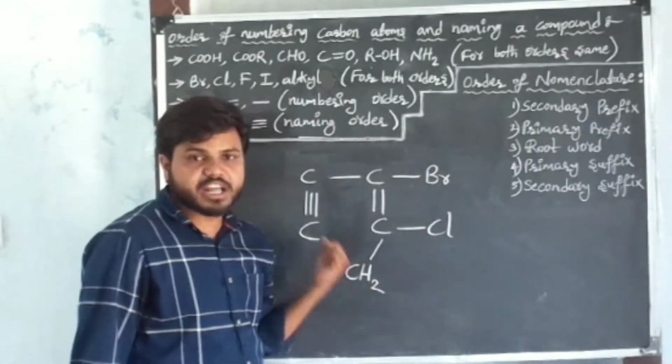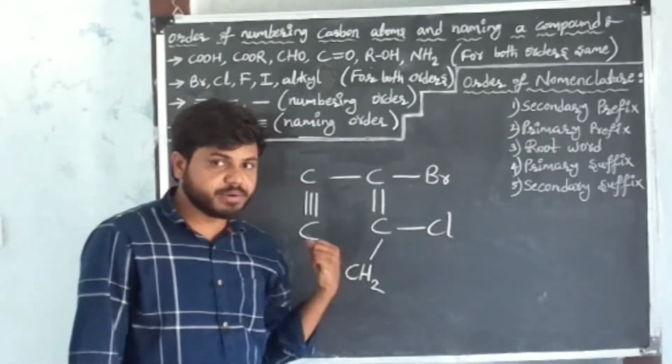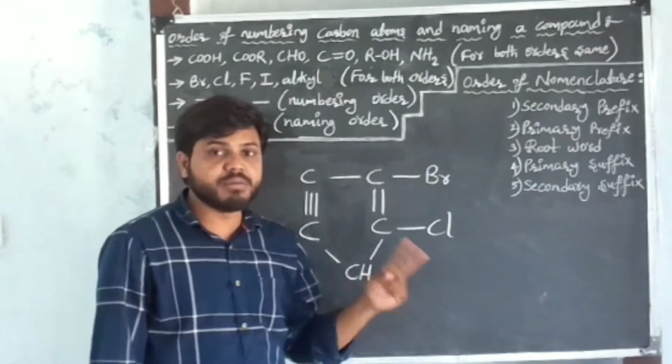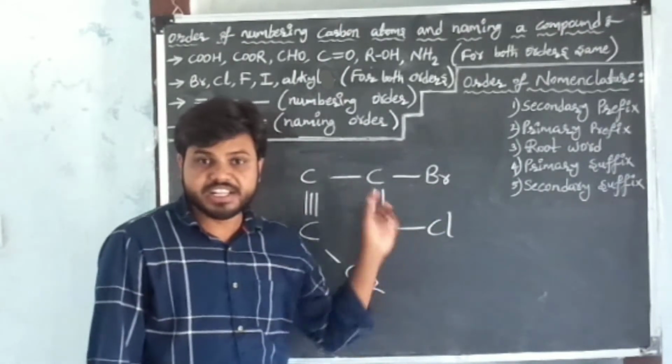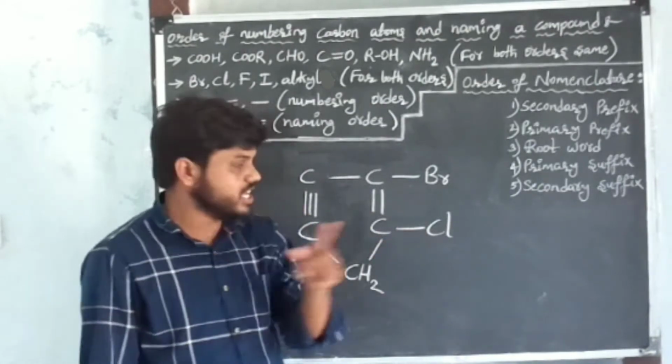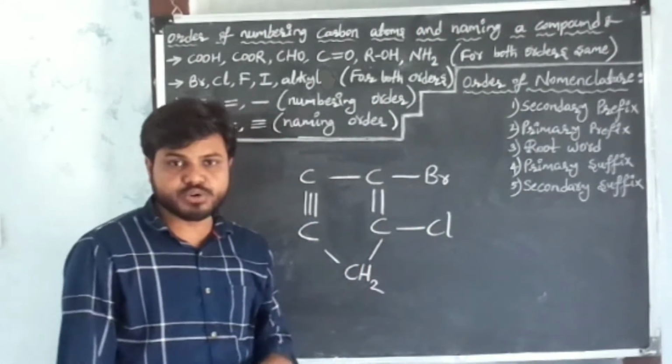This is the given carbon compound. In the given carbon compound, there are two substances: one is bromine, another one is chlorine.